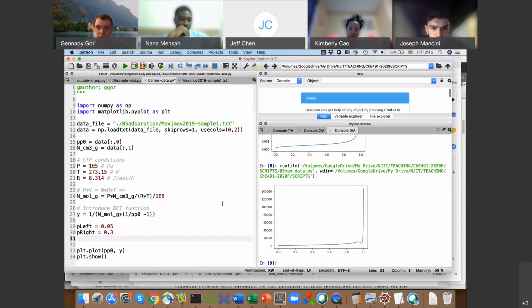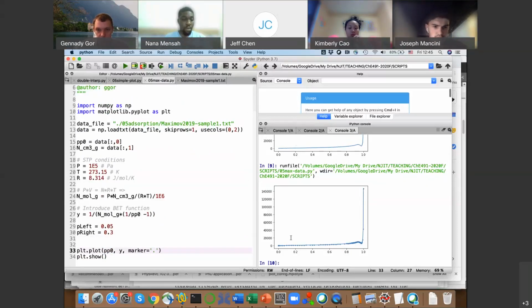And I want to find the data. I want to take not the entire data. And by the way, let me do one more thing. When I plot it, let me add the markers. Marker equals just the dots, so that you can see there are a lot of data. It's a huge number of points, right? So I want to take only those points which are between 0.05 and 0.3.